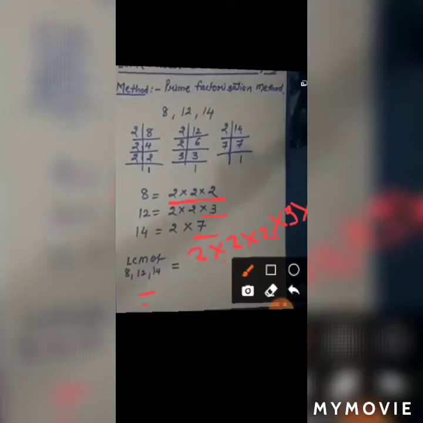2 twos are 4, 4 twos are 8, 8 threes are 24, and 24 into 7: 7 fours are 28, 2 carry, 7 twos are 14, 16. So your answer should be 168. This is your LCM.